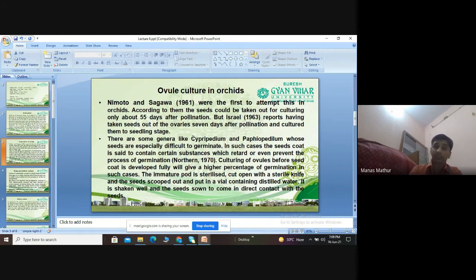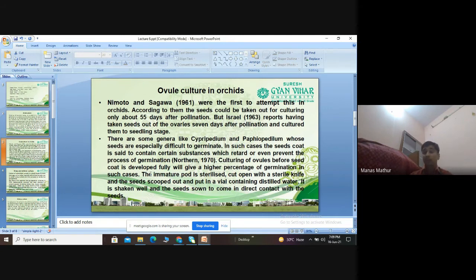So this ovule culture has also been achieved in some plants like Cypripedium and Paphiopedilum, whose seeds are especially difficult to germinate. In such cases, the seed coat is said to contain certain substances which retard or even prevent the process of germination. Okay. Then culturing of ovules before the seed coat is developed fully will give a higher percentage of germination in such cases.